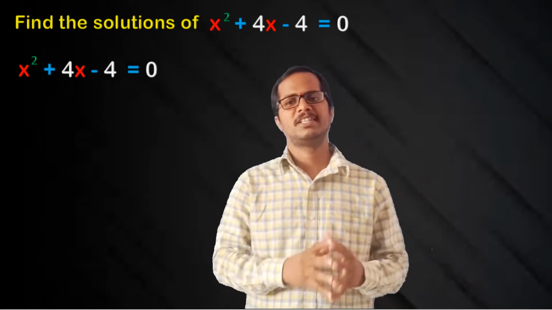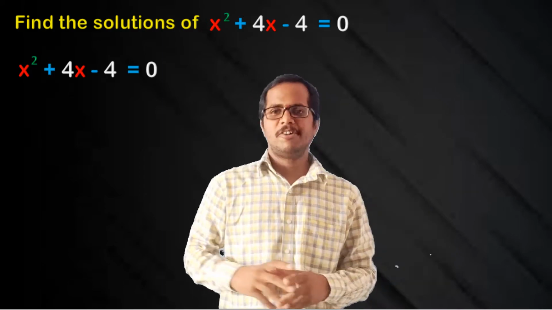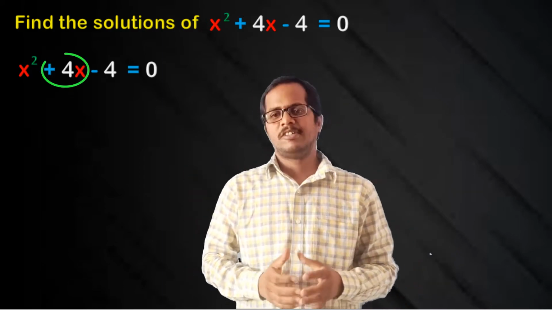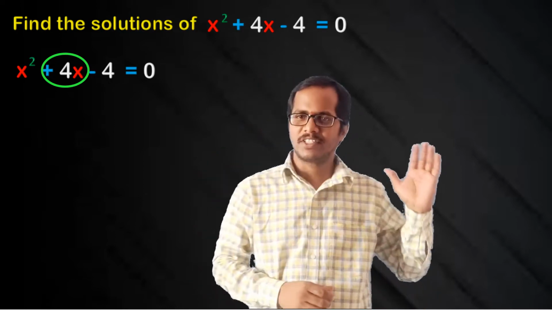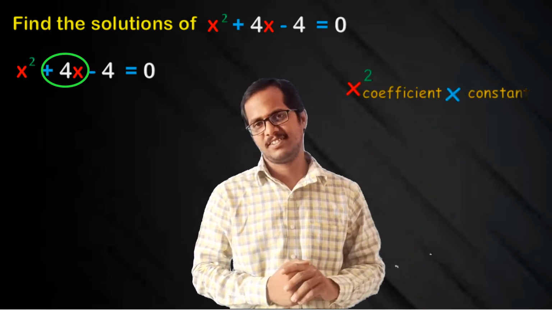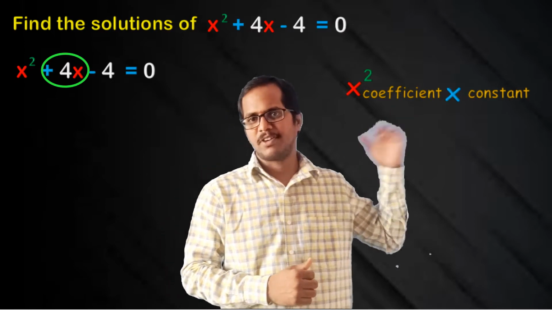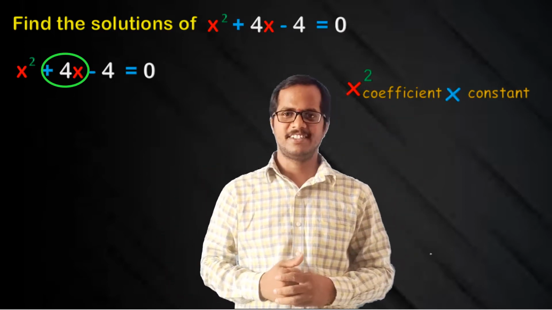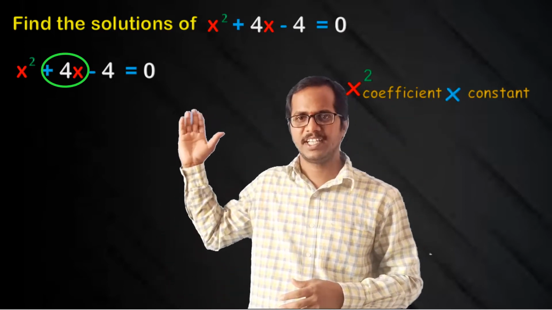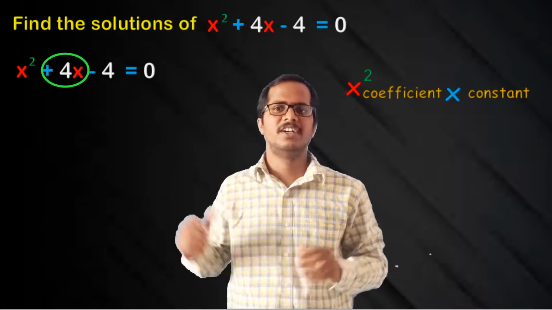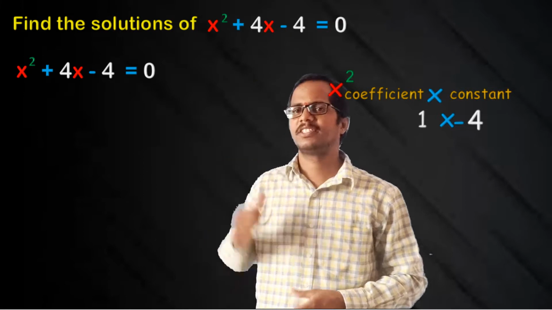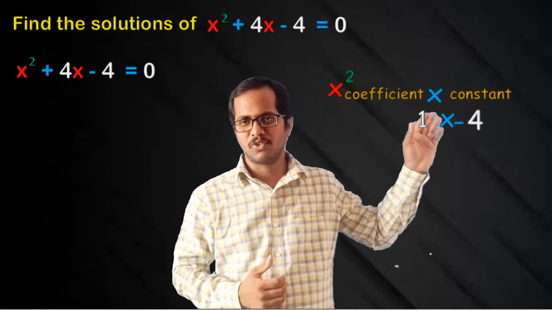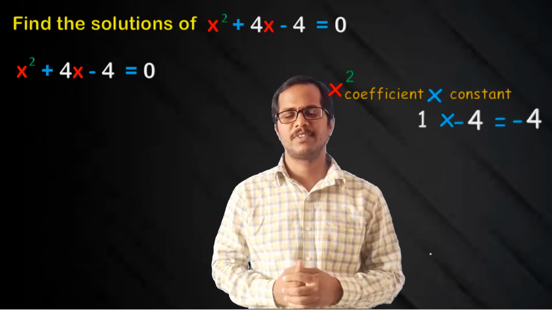So in the factorization method, what do we do first? We have to split the middle term by taking a suitable pair of factors for the product of the x square coefficient and the constant. So first let us find the product of the x square coefficient and the constant. What is the x square coefficient here? It is clearly 1, and the constant is minus 4. So 1 into minus 4, we get the product as minus 4.